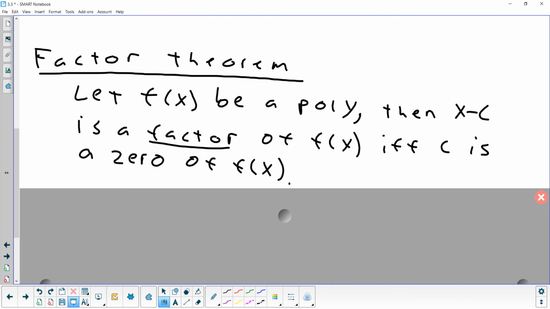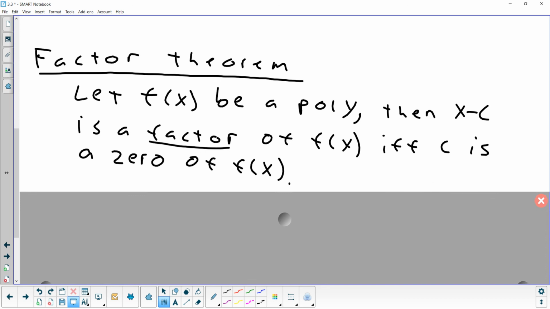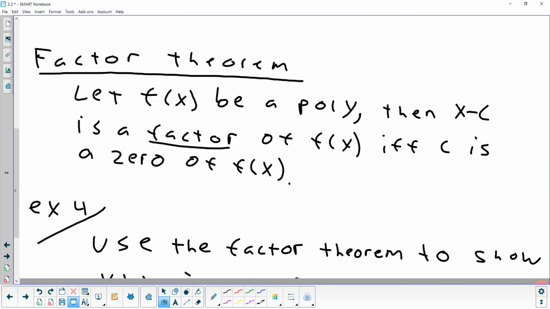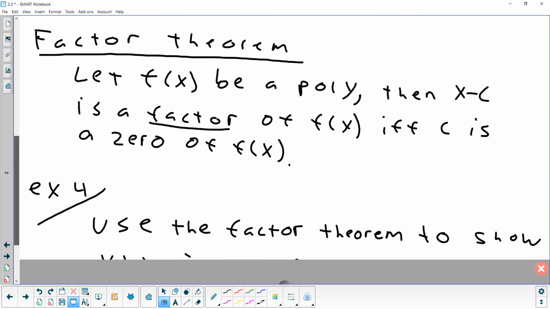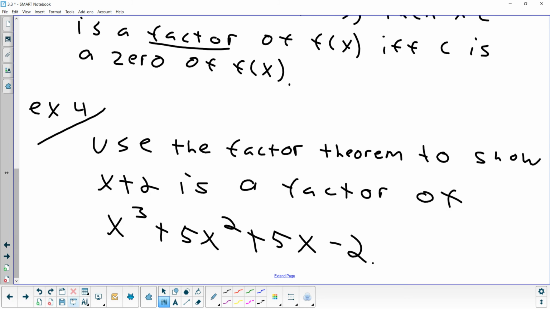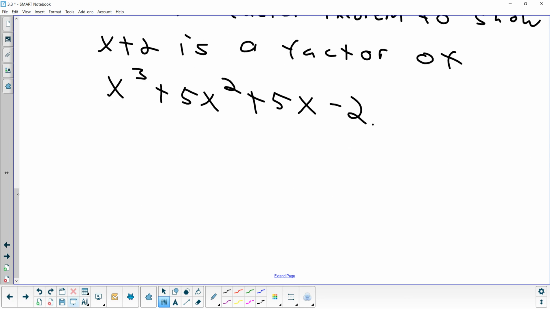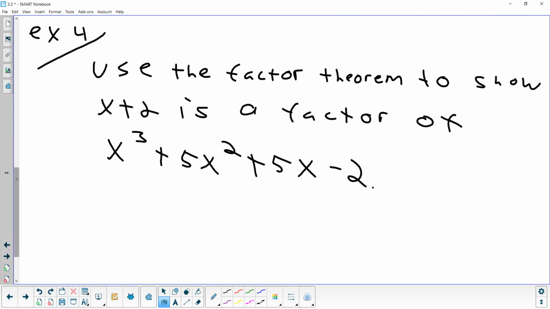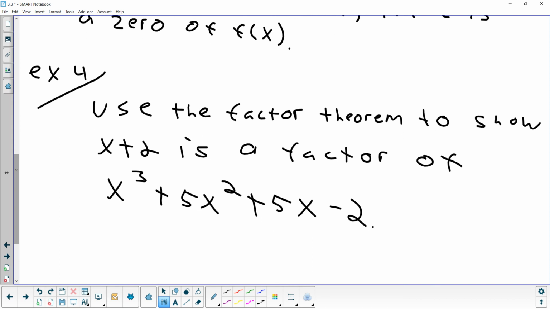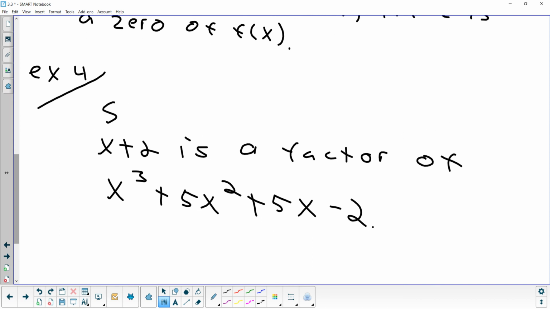Hold on one second. Let me read. So let's look at example 4. I don't think we need that part. Okay, example 4. I want to show, we're going to do it this way. Show x plus 2 is a factor of x cubed plus 5x squared plus 5x minus 2.